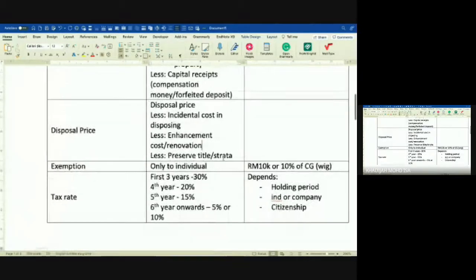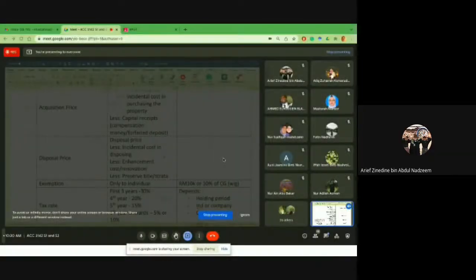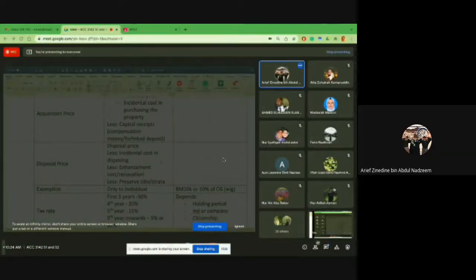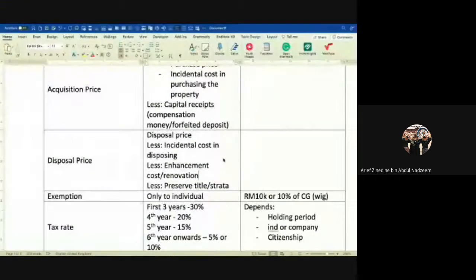Madam. Madam. Yes. May I ask regarding the capital receipt? For the deposit forfeited, in your video you said that deposit forfeited is like a booking fee, but suddenly the buyer's loan was rejected by the bank, right? So that deposit was forfeited. But I'm just curious why the booking fee is not just returned to the buyer?